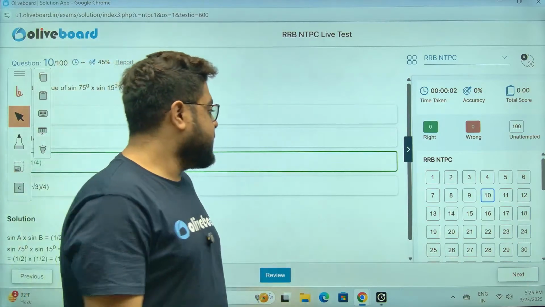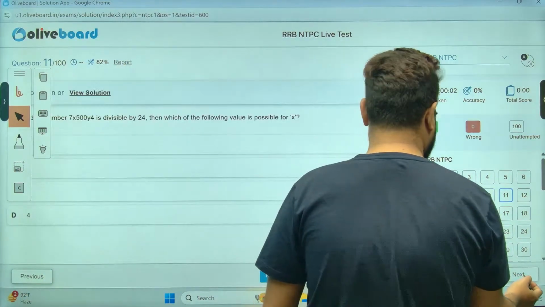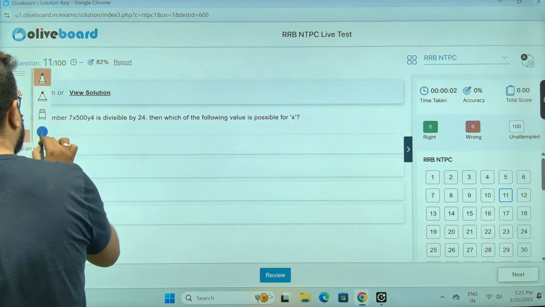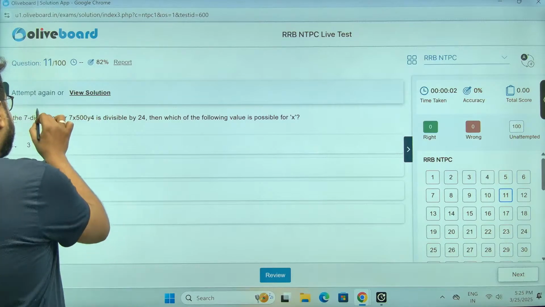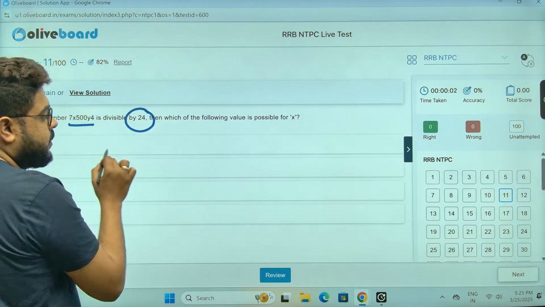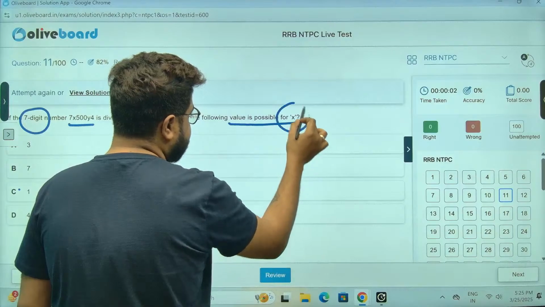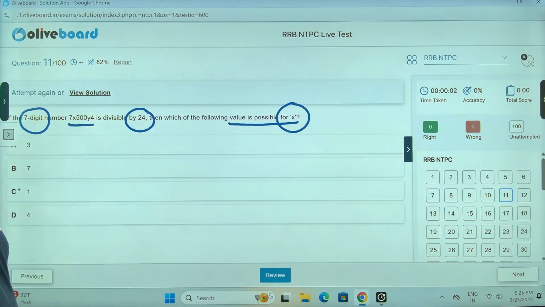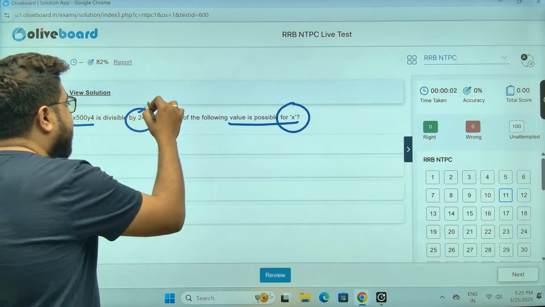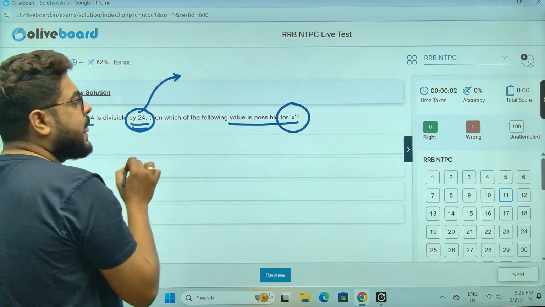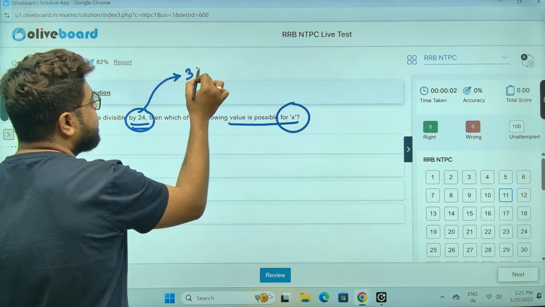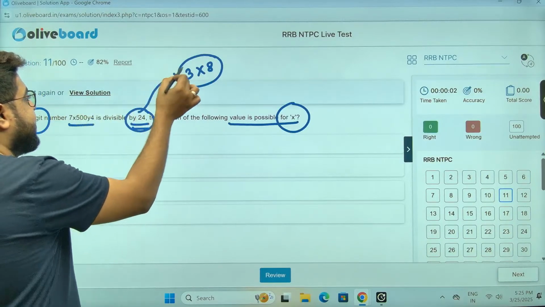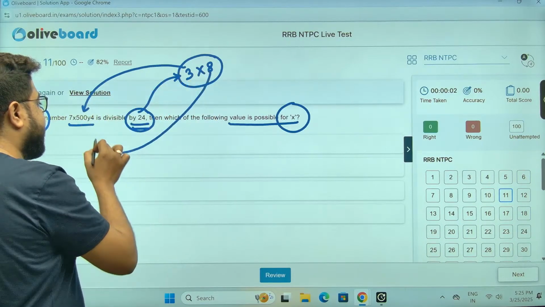Chalo, sir, next question. 24 divisibility. Let us do this 24 divisibility question. A 7-digit number, divisible by 24. A possible value for x, meaning it will be a lengthy question, with many possibilities. We are dealing with a composite number. As I told you, 24 can be written as 3 times 8. So it will be divisible by 3, and it will be divisible by 8 as well.